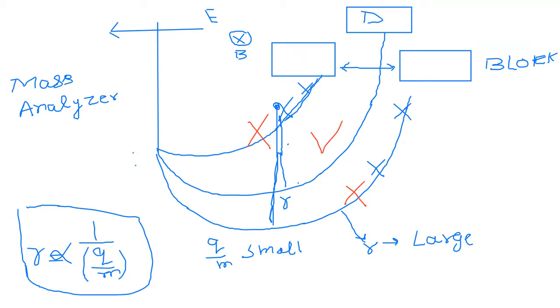So this is called the selection of the charge carriers on the basis of Q by M ratio, or it is also known as the mass analyzer. If you recall, we have done this thing in your previous lecture.